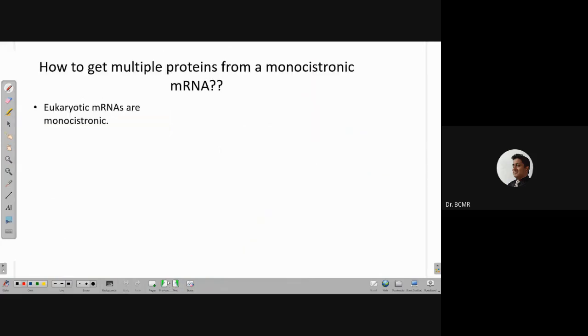So there is some more theory that we need to know. What are the points we should know about how to generate multiple proteins from a monocistronic mRNA? This is one of the questions in the assignments: how can one mRNA generate multiple proteins? That's the question. As opposed to prokaryotes, in eukaryotes there are differences in the way mRNA is.